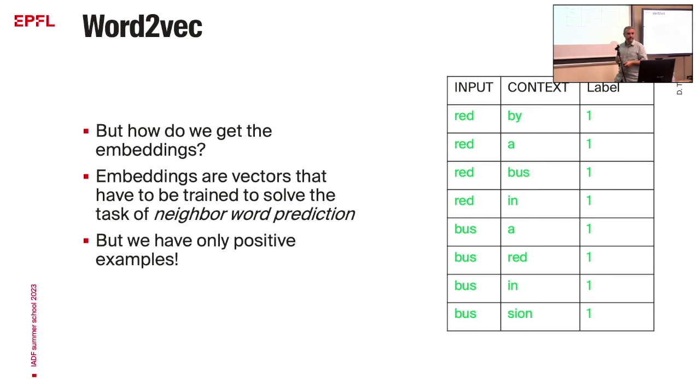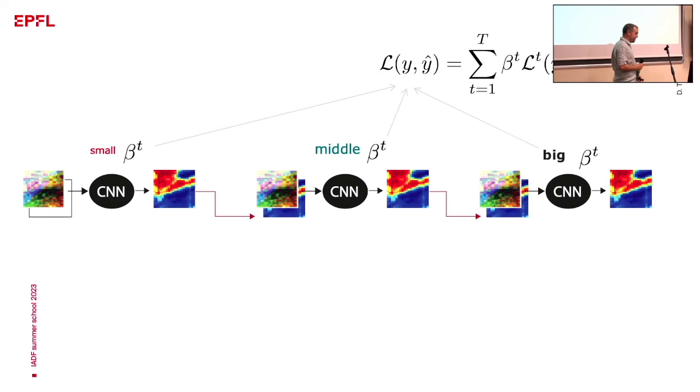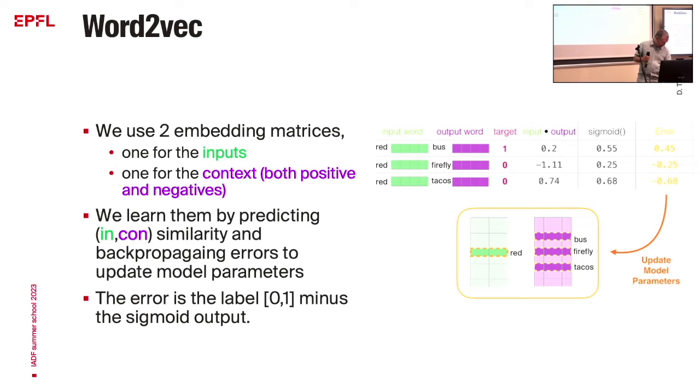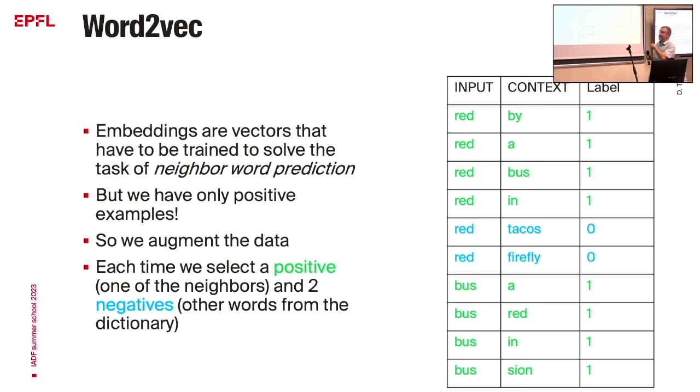Now we have a problem. We have only positive examples. So how do you learn a classifier if you have only positive examples? You should embed some negatives. Any idea how? Don't think about difficult stuff. Okay, I'll stop using the pointer because it doesn't like me. Here we go. So yes, you just add negative examples by randomly sampling words. Sometimes you will get a word that co-occurs, but the probability is very low because your corpus is very big. So now you have positives and negatives, you can train a classifier.